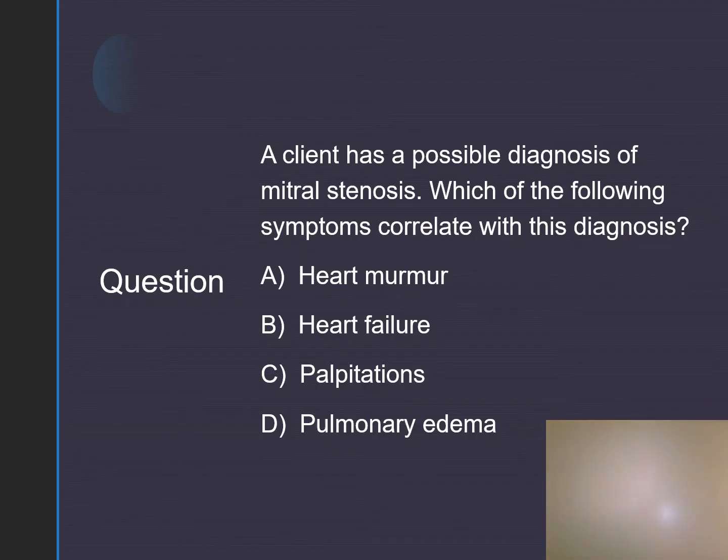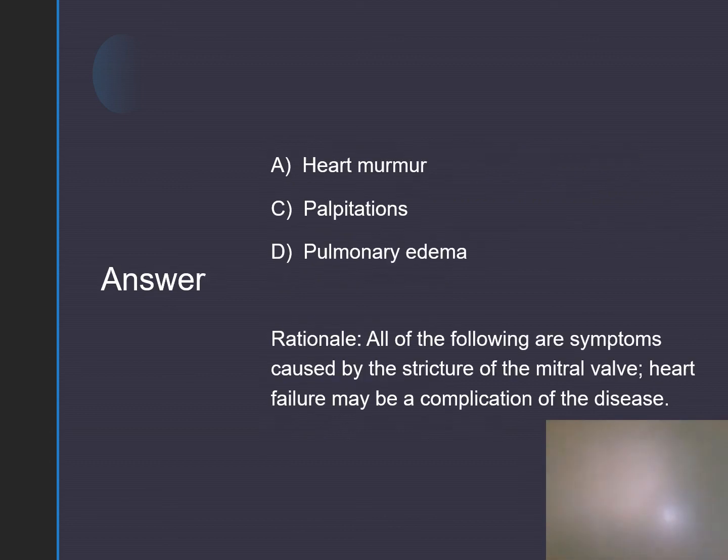So a client has a possible diagnosis of mitral stenosis. Which of the following symptoms would correlate with this diagnosis? Basically, all of the following are symptoms caused by stricture of the mitral valve. Heart failure might be a complication of this disease.